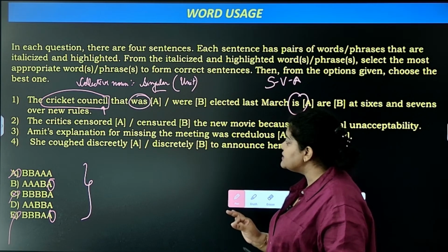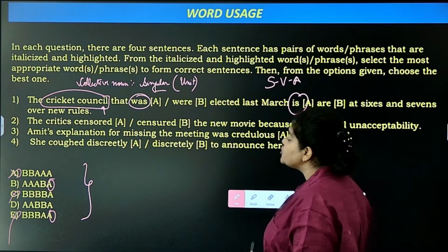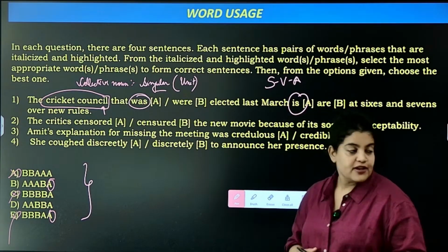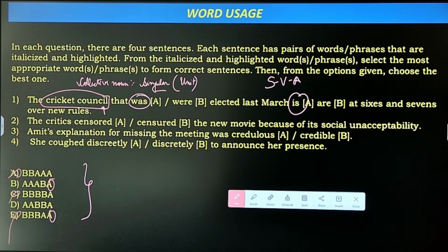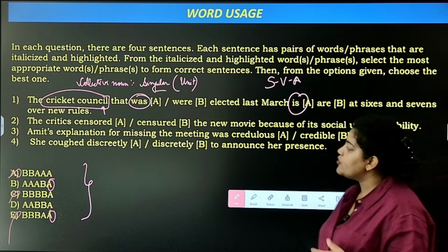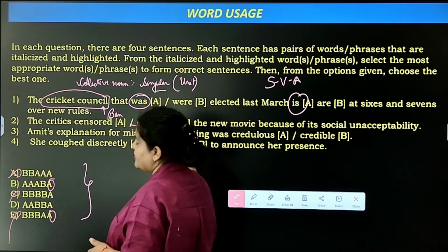The critics censored the new movie because of its social unacceptability. What do you believe could be the answer? So how many of you for A here and how many of you for B? So what is censor, by the way? Censor we all know, censor board hai yahan pe. So ban, right? What is censure?